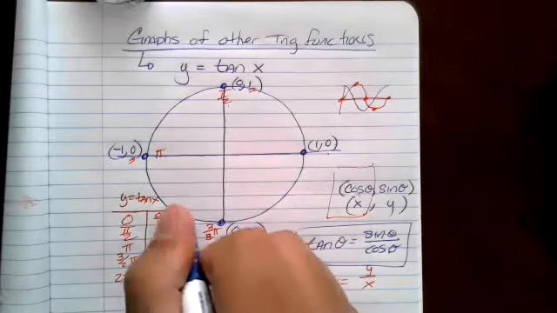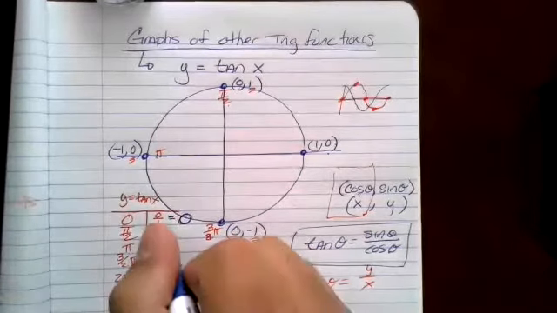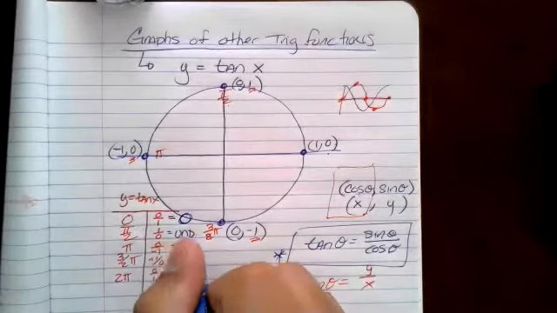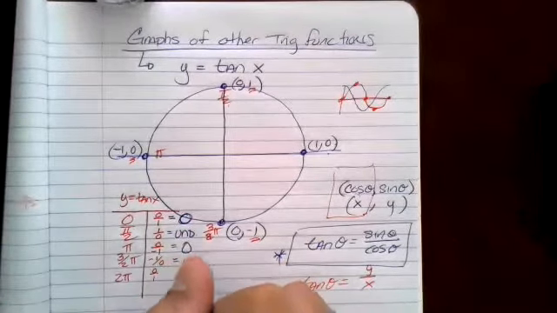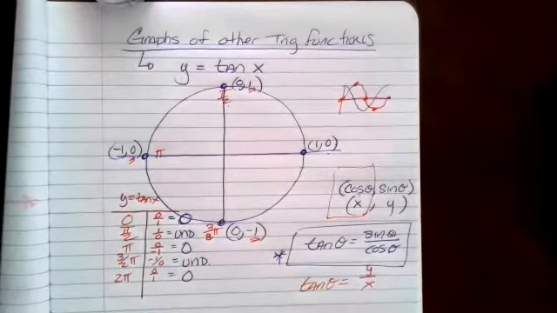So let's simplify these. What do we have? We have 0 over 1, which is 0. 1 over 0, which is undefined. Then we have 0 again, and then we have undefined again, and then we have 0 again. That's going to be a tough graph to make with that information.